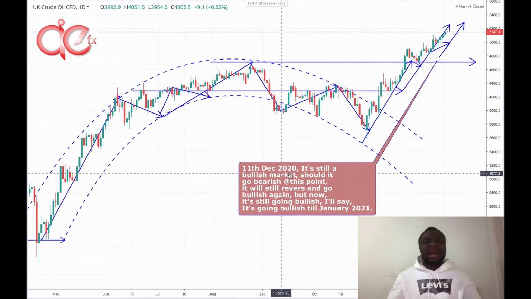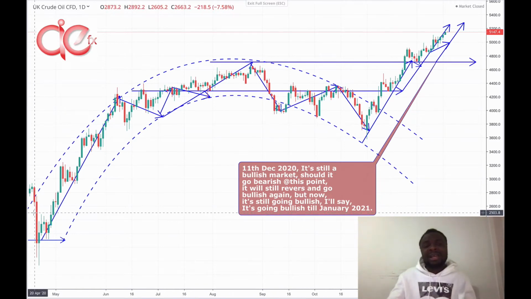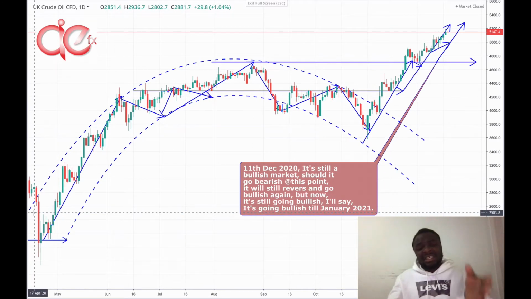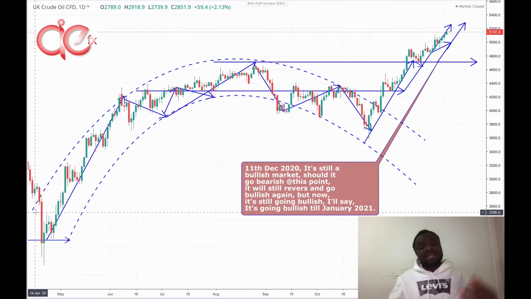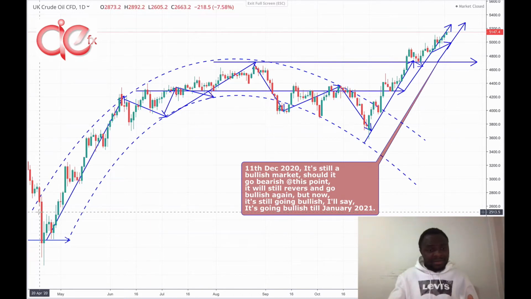Should we check this market from the back? Let's start the checking from here. This is 17th April of 2020. The market changed. The market was trying to go bearish. The sellers were trying to gain strength in April 2020. So the market tried to change direction in April 2020.